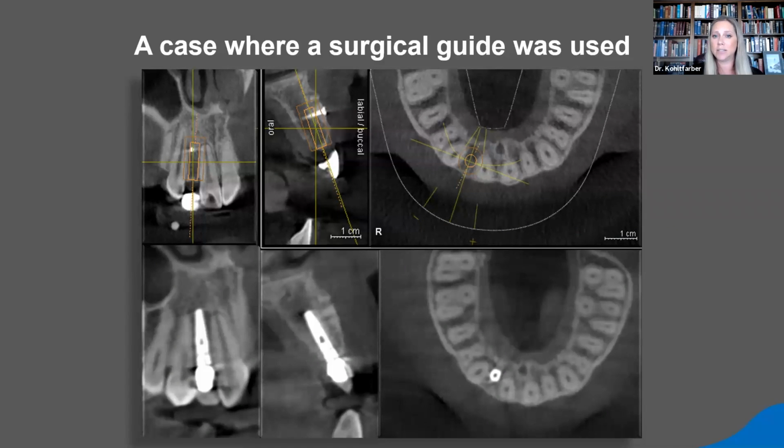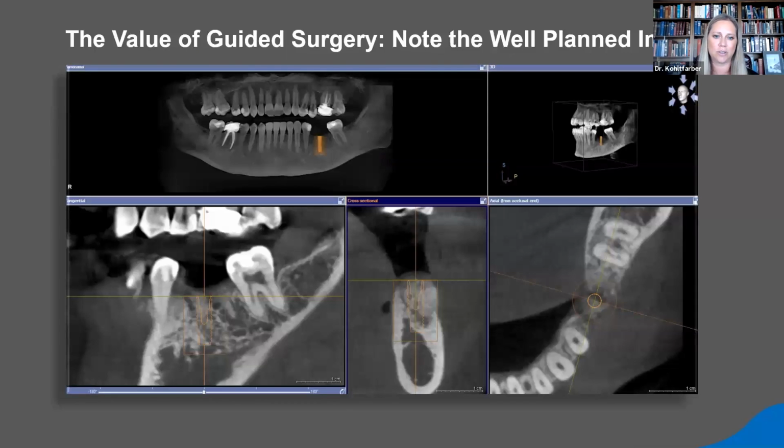And you might say, ooh, that was kind of close on both sides. I wonder how that's held up. I probably need to get a follow-up to this. That would be really cool to get a follow-up for it. But anyway, fabulous case, definitely a good reason to use our surgical guide.